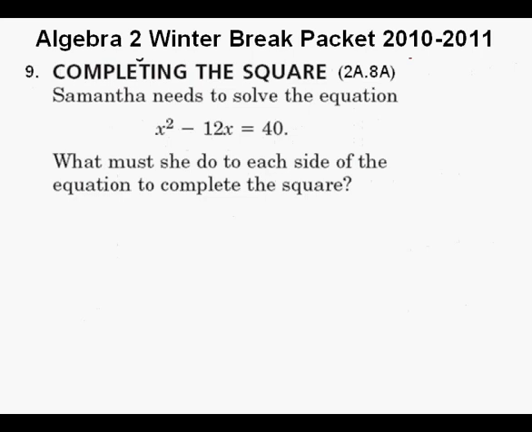Problem 9, completing the square. Samantha needs to solve the equation x squared minus 12x equals 40. What must she do to each side of the equation to complete the square?